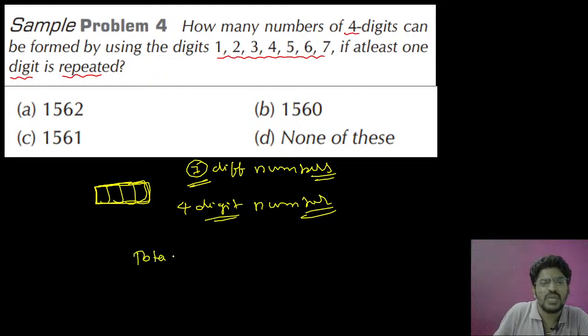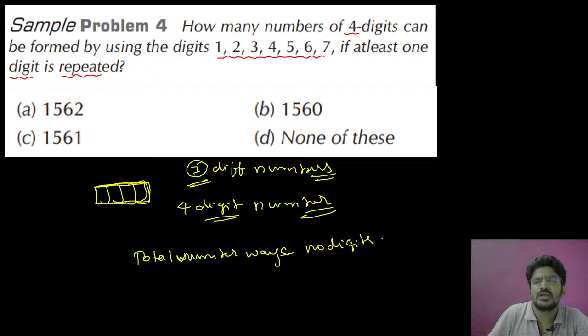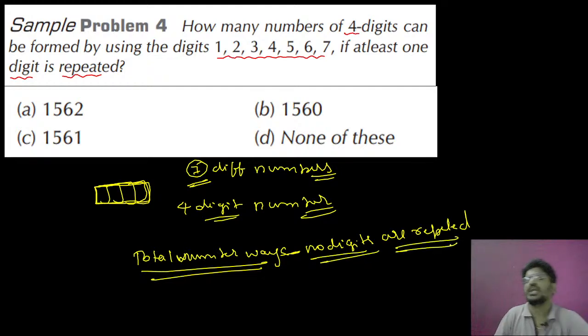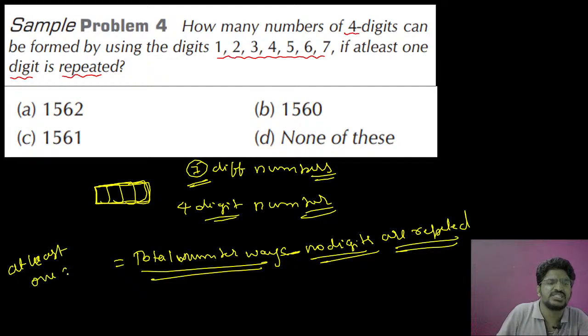Total number of ways minus no digits are repeated. Are you getting my point? Total number of ways minus no digits are repeated. So if I cancel no digits are repeated, what you are going to have? You are going to have at least one digit is repeated.